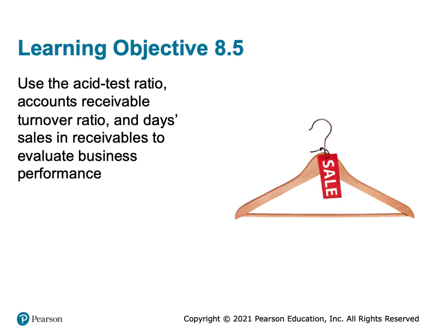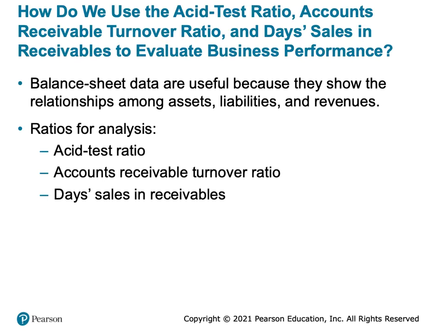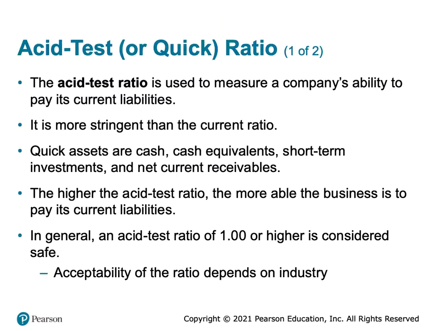the various ratios that are used in association with accounts receivable. So we will look at the acid test ratio, accounts receivable turnover ratio, and days sales in receivables, and how we can use those ratios to evaluate business performance. And so balance sheet information or data is useful because it shows the relationship among assets, liabilities, and revenues. And so, like I said, we're going to use the acid test, accounts receivable turnover, and days sales in receivable ratios to do some analysis of our financial statements.